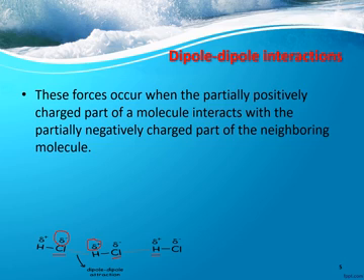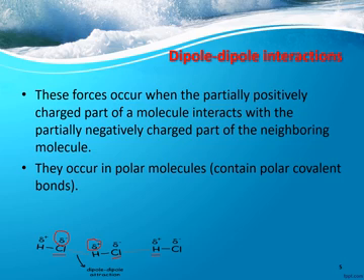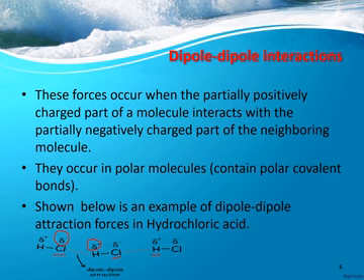So there will be a permanent attraction between the opposite poles of molecules within a given substance, and those attraction forces, they are the ones we call dipole-dipole forces. They occur in polar molecules only, the substances which contain polar covalent bonds, which contain poles. And here we have the example, which is hydrochloric acid or hydrogen chloride, where you have the dipole-dipole forces, the attraction between the negatively charged pole and the positively charged pole.